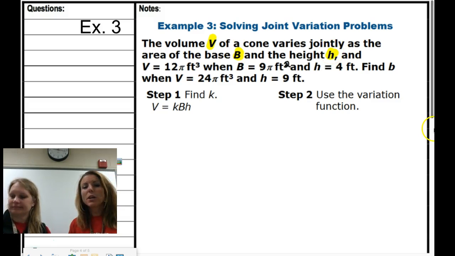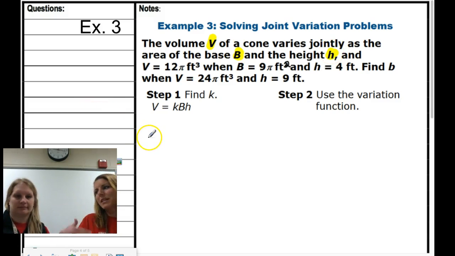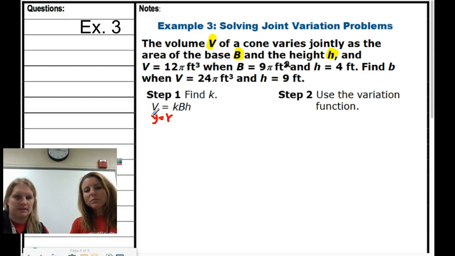So let's write our equation. Notice it's not y equals k times x times z. That would have been our original equation, y equals k times x times z. But we filled in our V, our B, and our h. So there's the original equation. Now let's plug in what we know.